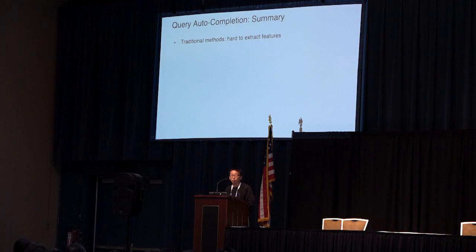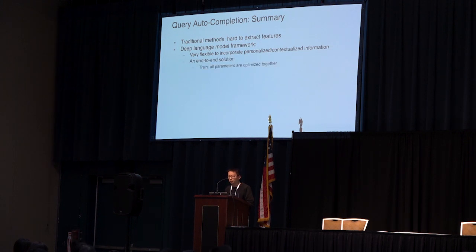So, a recap for query autocompletion. For the traditional method, it's very hard to extract features. For the deep learning method, it's very flexible to incorporate variants of features into the same framework. It's an end-to-end solution, not only in the training where all the parameters are optimized together, but also in testing, where the generation and ranking are performed at the same time.